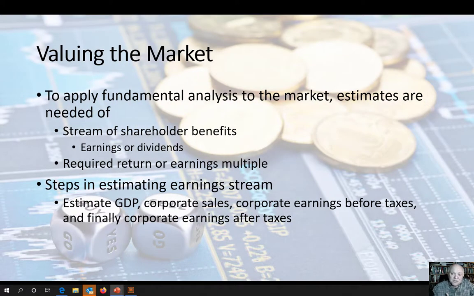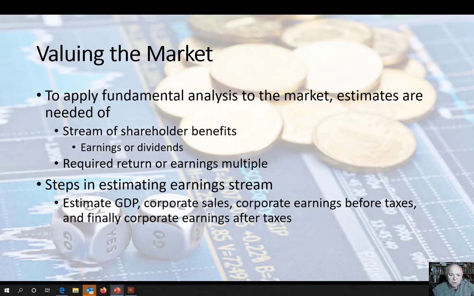To understand how this affects within an overall market, we need to have estimates, therefore, of the stream of shareholder benefits, typically earnings and dividends. We also can work with a required rate of return or earnings multiple. Things like a price to earnings multiple.